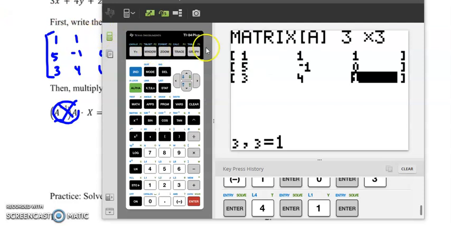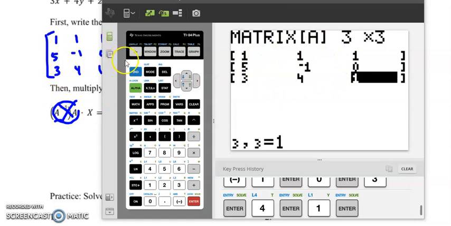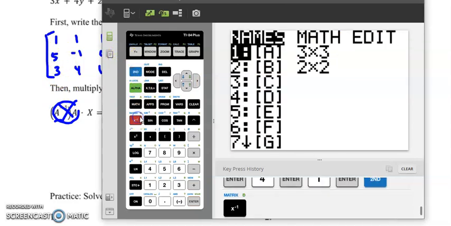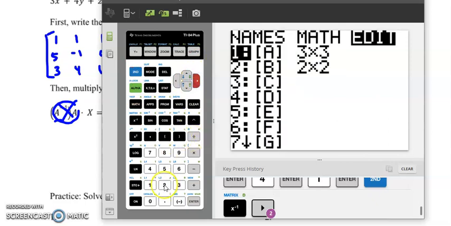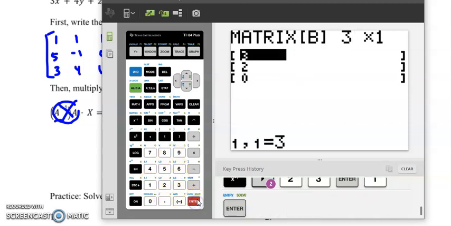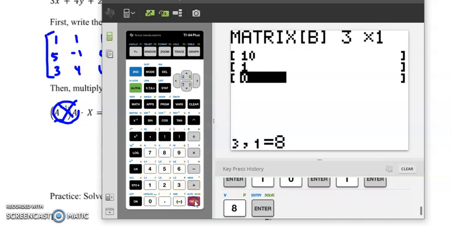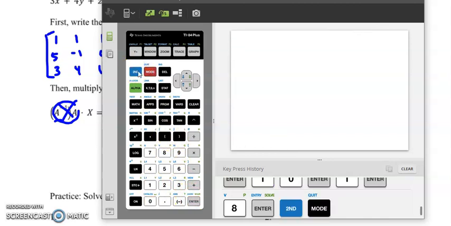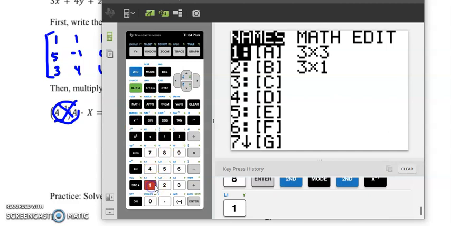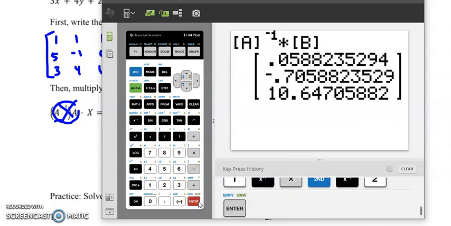Okay, so I pulled up my calculator and I input my first matrix as just the coefficient matrix, the 3 by 3 that we determined. Now I'm going to go to the edit screen again, go to the second matrix, and this time I'm going to put in a 3 by 1. Remember, it's row by column: 3 rows, 1 column, and then I'm going to enter 10, 1, and 8, as these are the constants on the right side of the equation. And to solve, I call up the first matrix A, I take the inverse of it, and I multiply by the second matrix B, and I get my solution matrix.